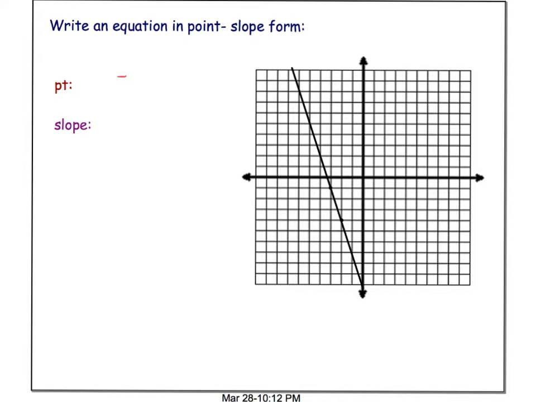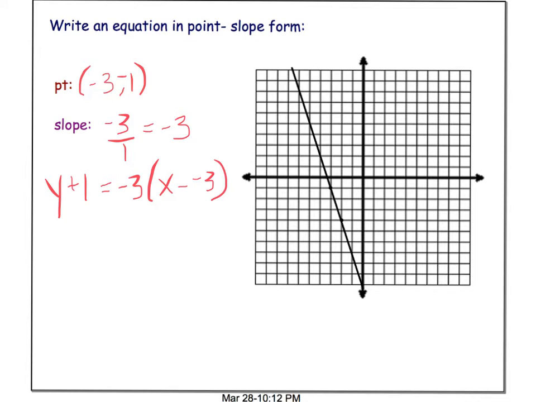Then my slope is going down 1, 2, 3, 4. I passed it. 1, 2, 3. Down 3 and over 1. So your slope is a negative 3. Let's put it in point-slope form. That's what that would look like, and these will become positive. So that's what the equation looks like in point-slope form.